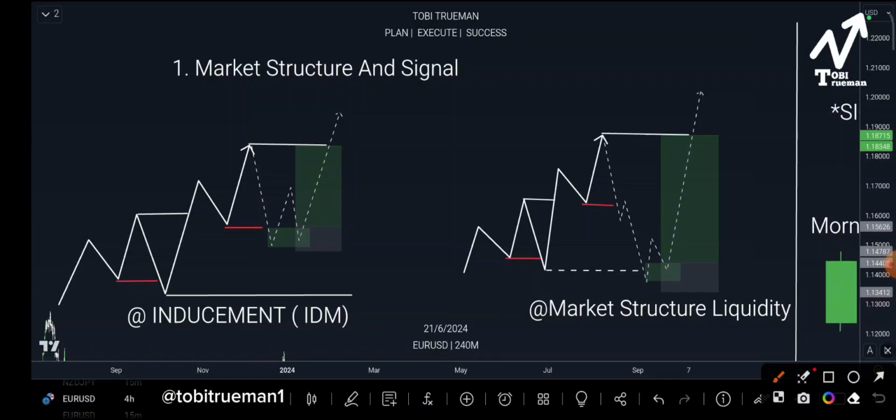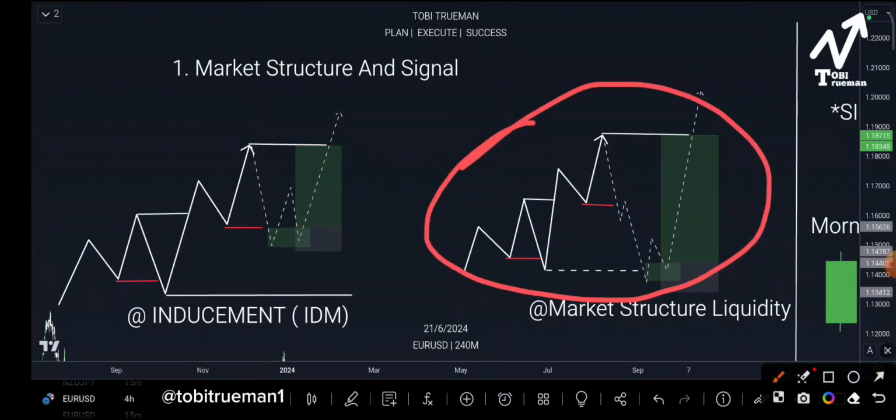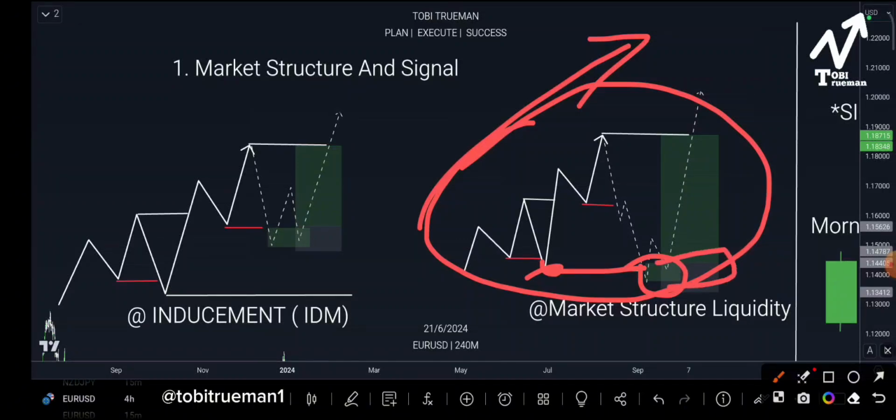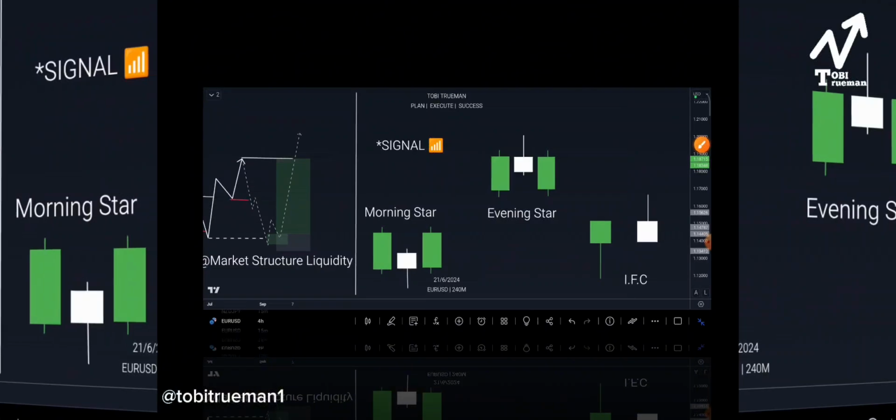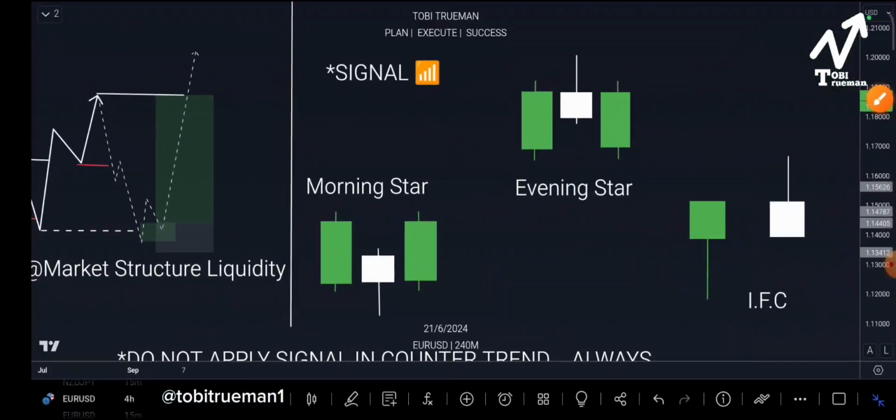Then there's also market structure liquidity. With market structure liquidity, in a bullish scenario, price can come to the main structure low, take out this low point, give us our entry, then we enter to ride with the market trend.